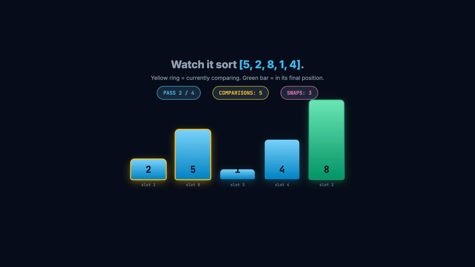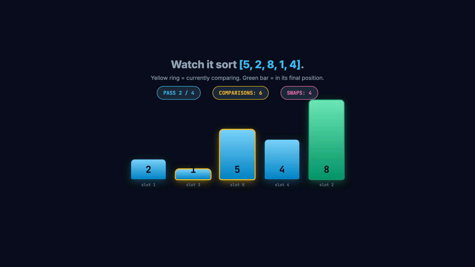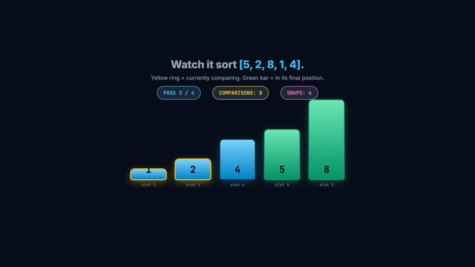Pass 2: 2 and 5, fine. 5 and 1, swap. Now 2, 1, 5, 4, 8. 5 and 4, swap. Now 2, 1, 4, 5, 8. End of pass 2, 5 is home. Pass 3: 2 and 1, swap. Now 1, 2, 4, 5, 8. 2 and 4, fine. End of pass 3, 4 is home. Pass 4: 1 and 2, fine. Sorted. Final list: 1, 2, 4, 5, 8. 10 comparisons, 4 swaps, 4 passes.